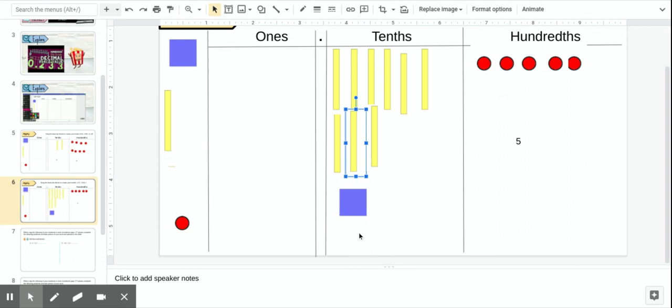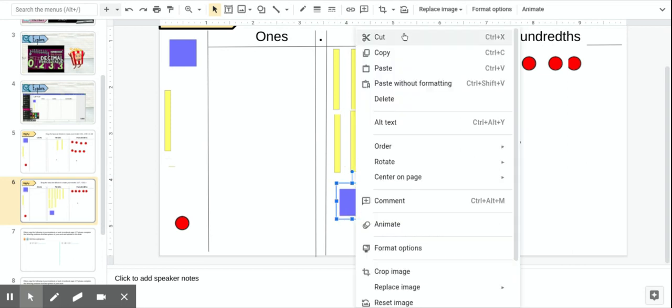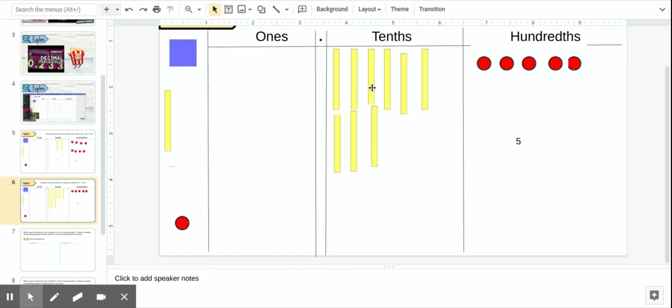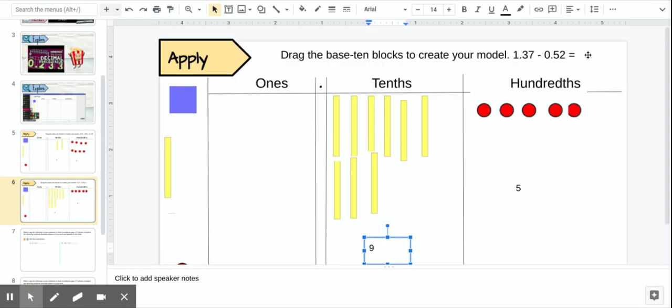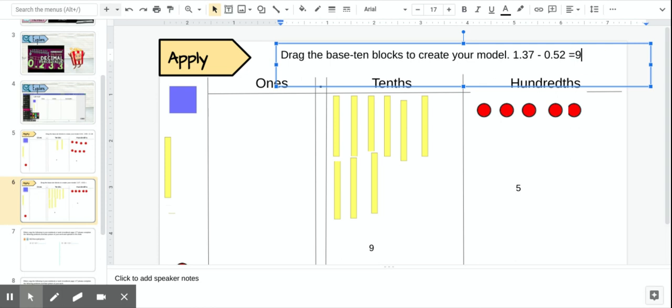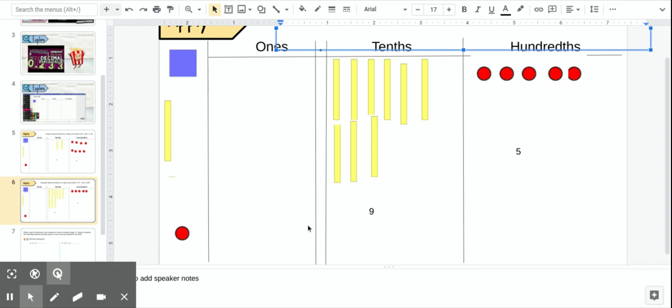So now I can take away 5 of them. I'm just going to cut out 5. So cut 1, cut 2, cut 3, cut 4, and cut 5. Okay, now I'm going to drag over what I have left so I can count them. I'm also going to get rid of the one that I borrowed because it's gone. It's no longer there. And now I'm going to count.